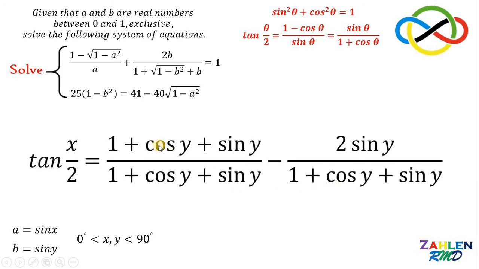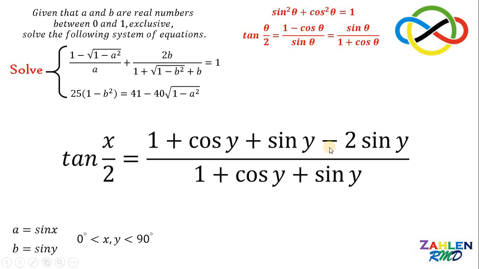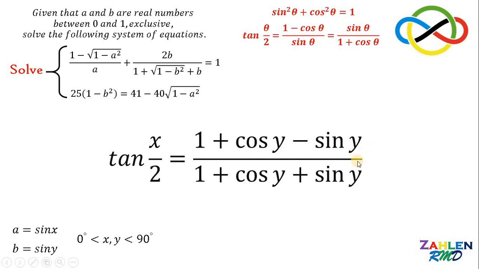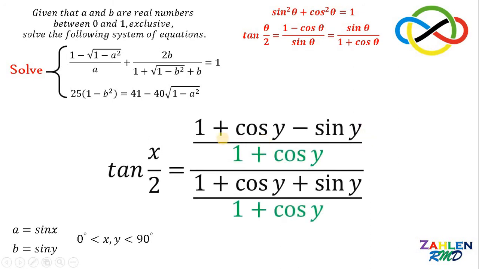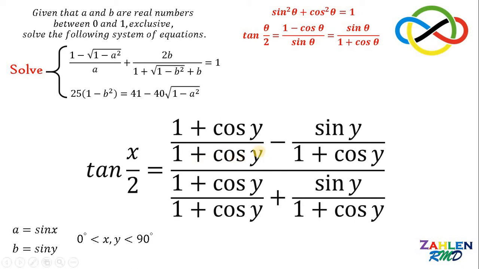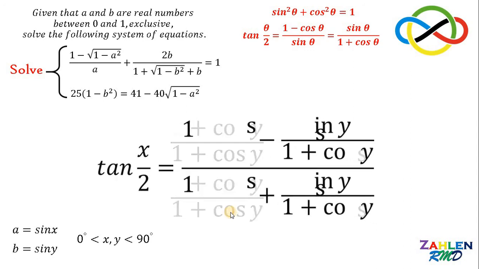If we do that, we get (1 plus cosine y plus sine y minus 2 sine y) all over (1 plus cosine y plus sine y). On the numerator, sine y minus 2 sine y will give us negative sine y. Now, this is interesting because if we divide the numerator and the denominator by 1 plus cosine y, and we separate 1 plus cosine y from sine y, we get (1 plus cosine y) all over (1 plus cosine y). And we know this term on the numerator and the denominator is simply equal to 1.